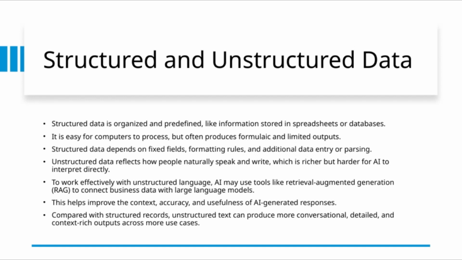Let's start by looking at two key types of data, structured and unstructured. Structured data is neat and tidy, think spreadsheets or databases, where everything fits into fixed fields. It's easy for computers to handle, but it can feel a bit rigid and formulaic. On the other hand, unstructured data is how we naturally speak and write. It's richer, more detailed, but trickier for AI to understand on its own.